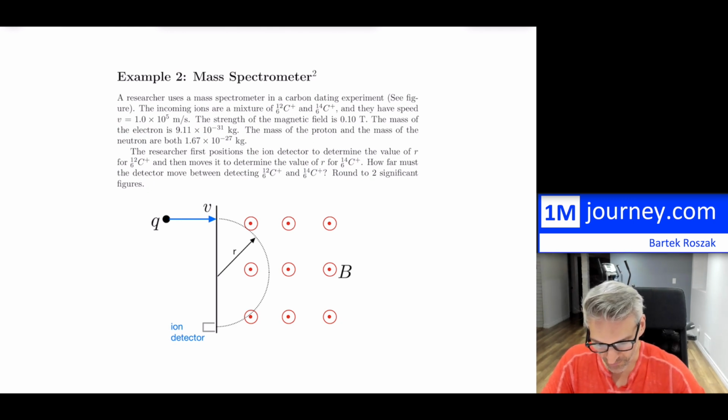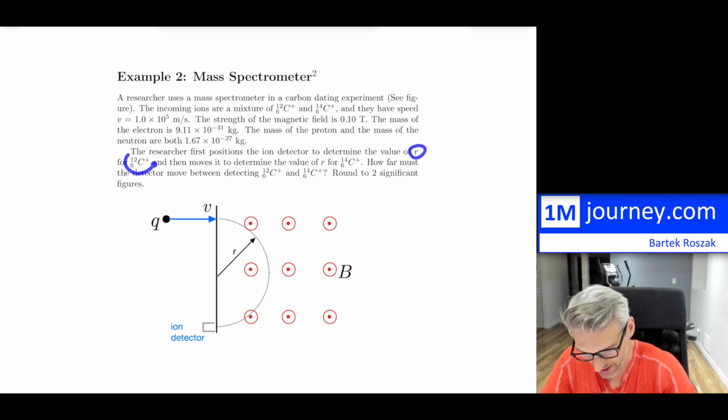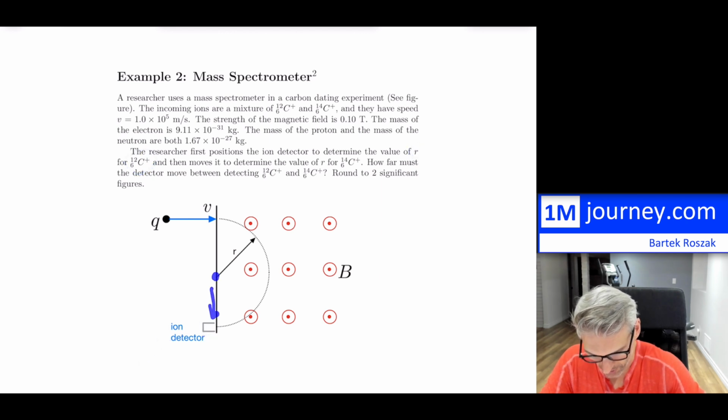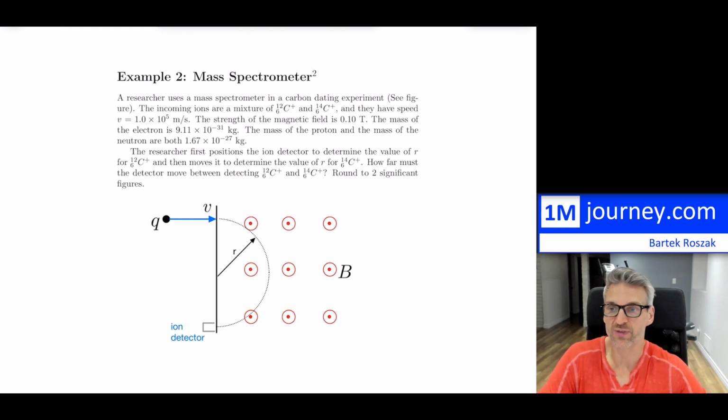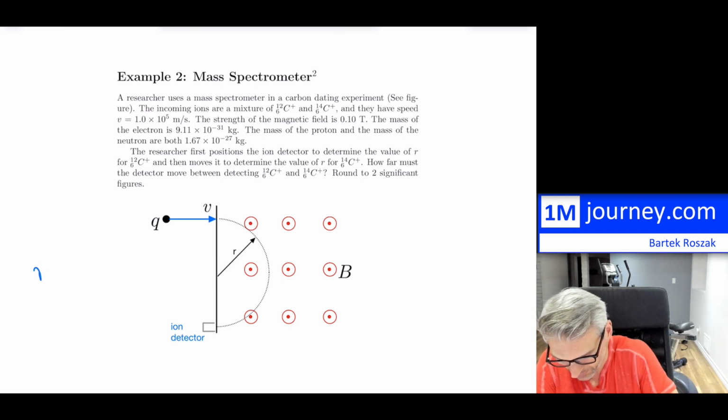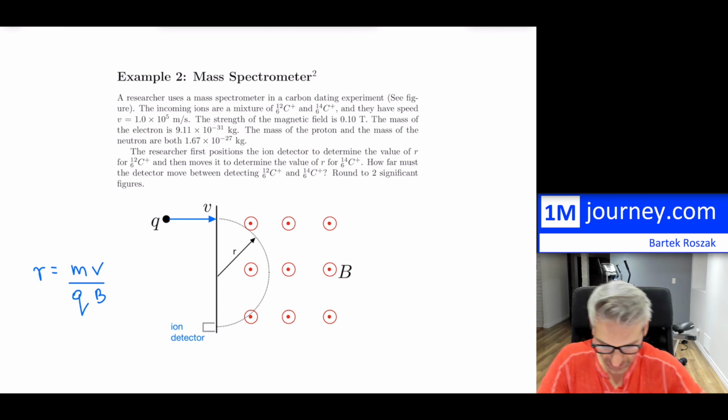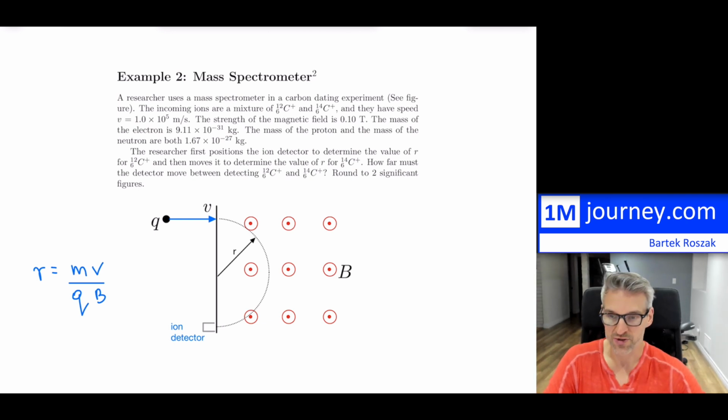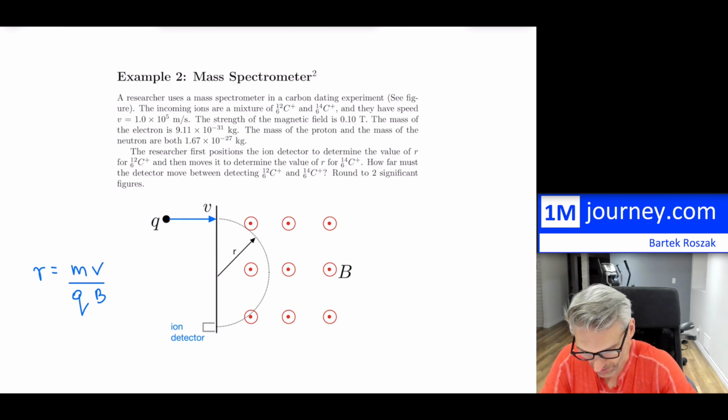What we want to know is what the researcher, based on positioning, finds for the radius of each ion, as it lands at a certain radius from here. We can find that out using the equation we used in the previous example as well. Recall that the radius is nothing else but the mass multiplied by the speed it is moving at, divided by the charge and the magnetic field strength. We're going to use this for both of these, for this one and for this one.